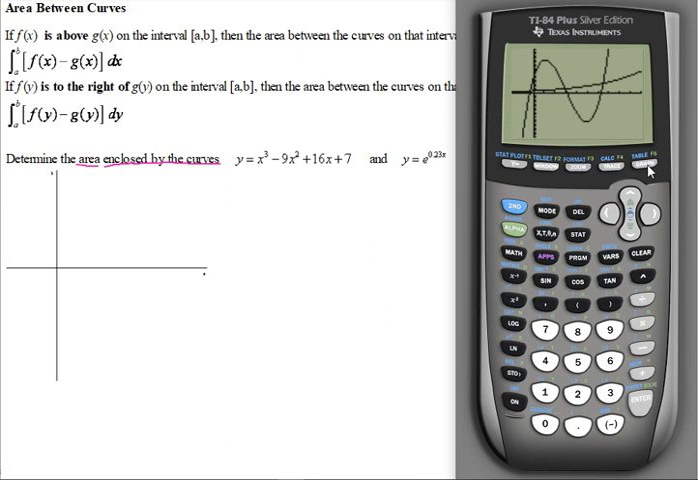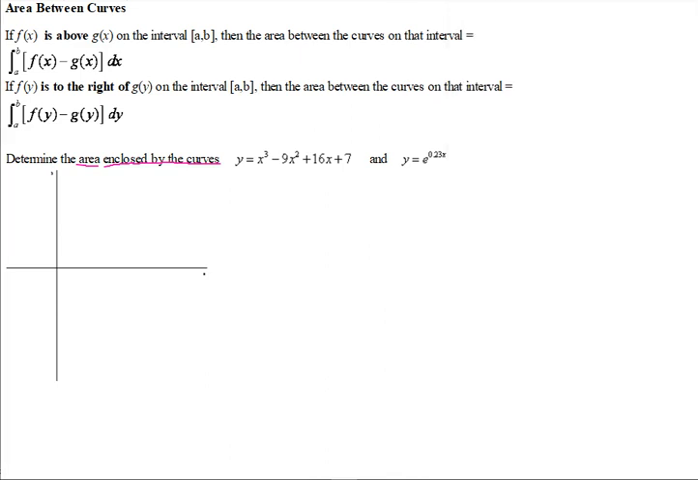All right, so on paper here, let's just sketch what that looks like. And because we're going to need two integrals rather than just one, since there are two regions enclosed, so that we don't have to write down quite as much, and you can use this strategy anytime you want to use a more compact notation in your integrals, I'm just going to call this function f of x, and define it to be x cubed minus 9x squared plus 16x plus 7. And that's the curve that looks something like that.